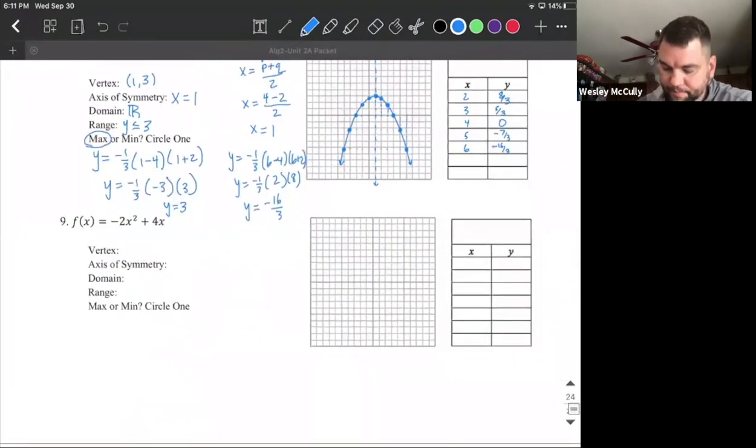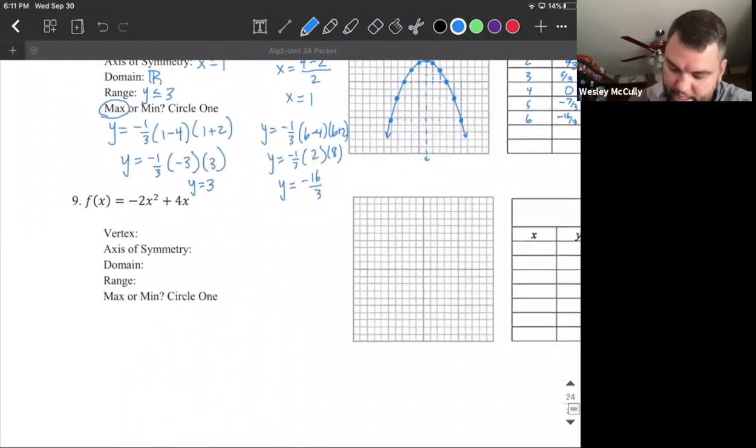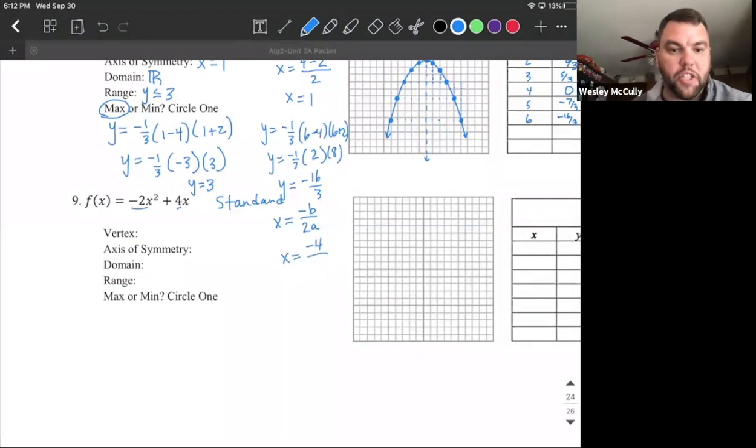Okay, number 9. This equation is in standard form. So for an equation in standard form, to find the vertex, we start by finding the x value using the formula -b over 2a. So my b value is the coefficient of x, that is 4. So x equals -4 over, my a value is the coefficient of x squared, so 2 times -2. So that gives me -4 over -4, which is 1. So the x value of my vertex is 1.